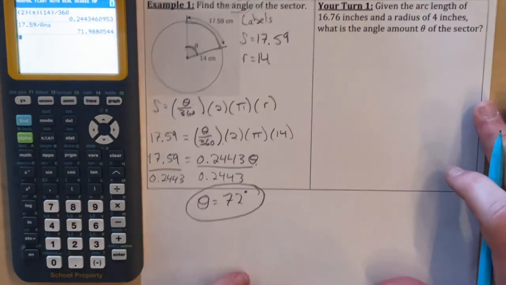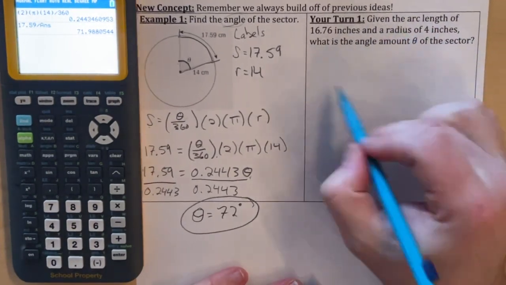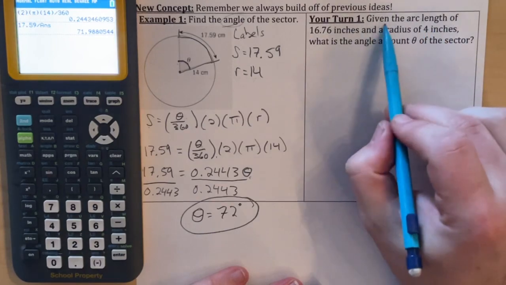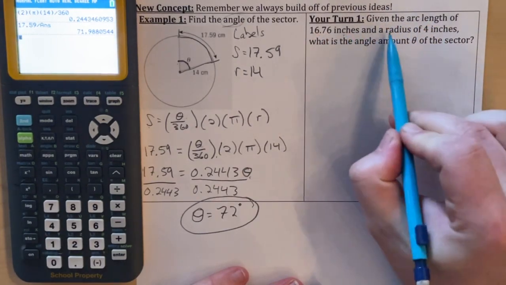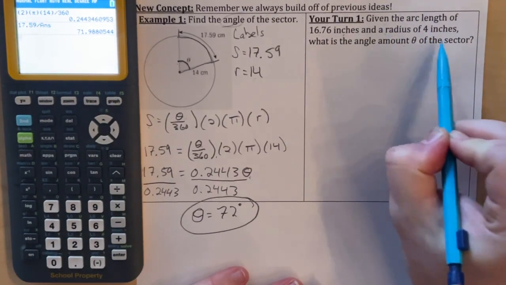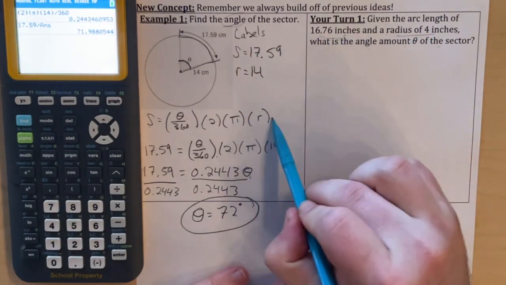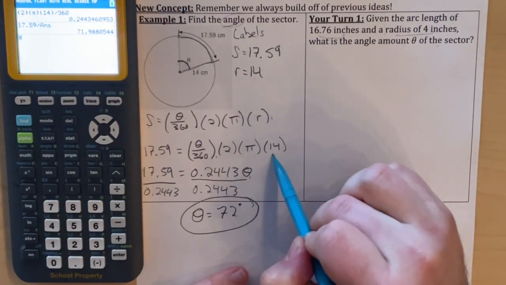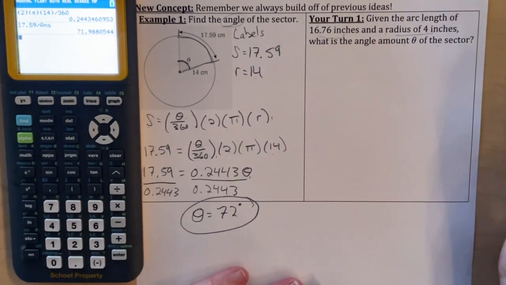So make sure you're following those steps to get that variable by itself. So similar idea in the your turn. Now instead of a picture, if you need to draw it out, go ahead and feel free to, but it says given the arc length of 16.76 inches and a radius of 4 inches, what is the angle amount theta of that sector? So same exact setup, have those labels down first, have your formula, and solve for that angle theta. Again, feel free to pause at any point in time, that way you can try it out for yourself.